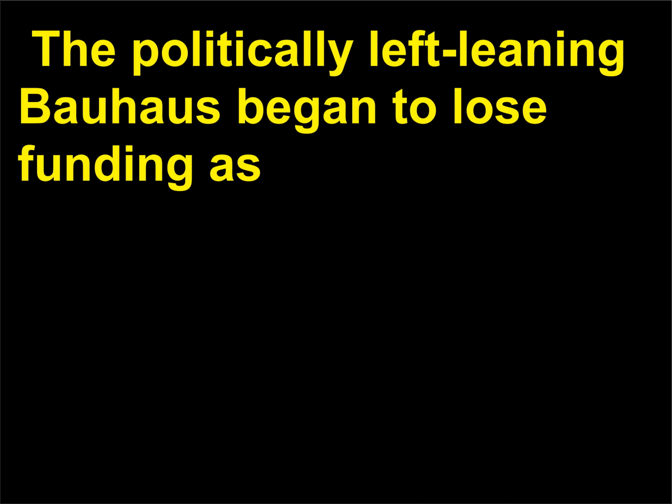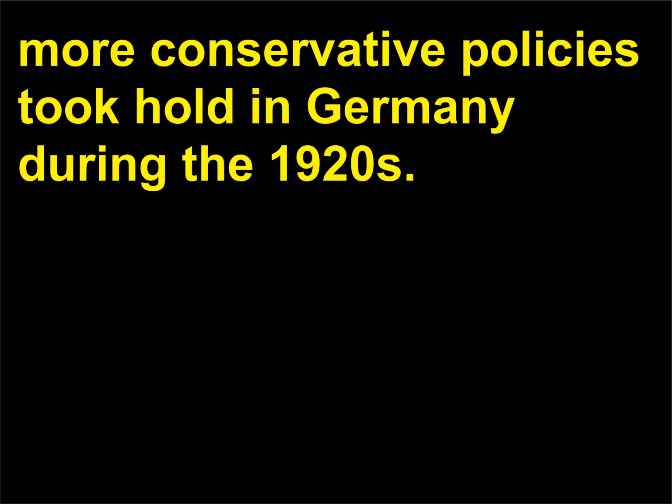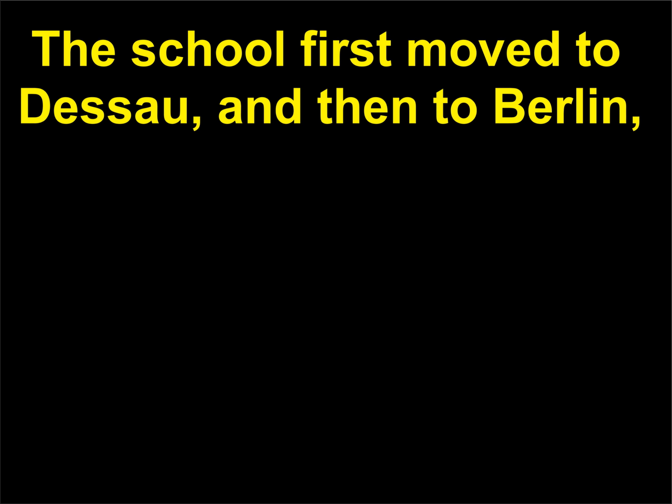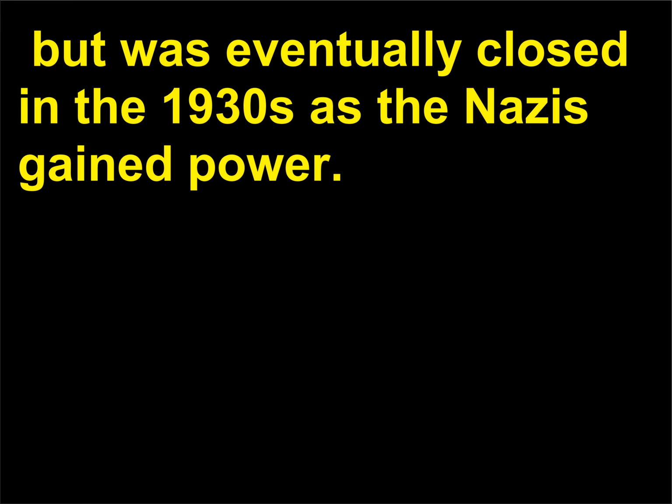The politically left-leaning Bauhaus began to lose funding as more conservative policies took hold in Germany during the 1920s. The school first moved to Dessau, and then to Berlin, but was eventually closed in the 1930s as the Nazis gained power.